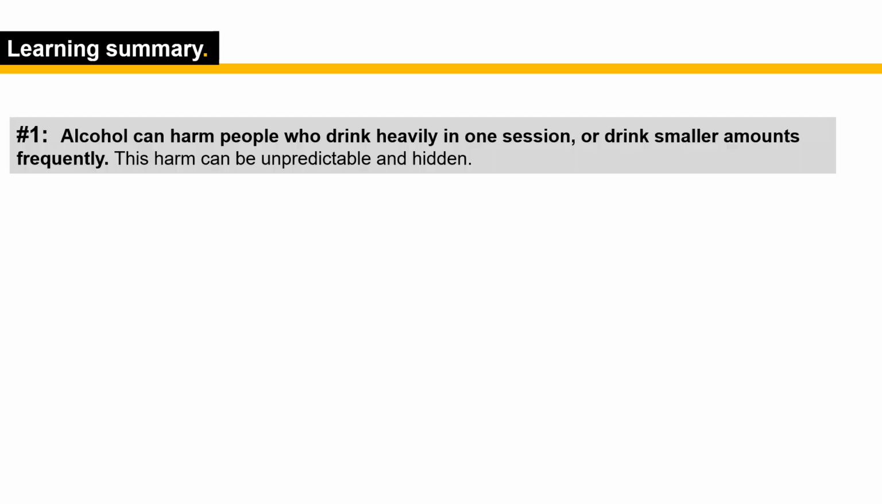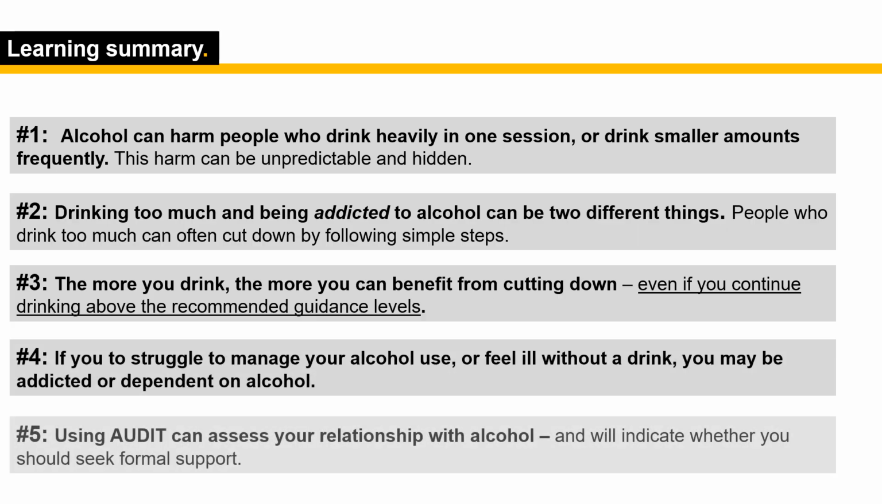In the meantime, this is the learning summary for today. The first thing would be to say that alcohol can harm people who drink heavily in one session or drink smaller amounts frequently. This latter group are the people who often get harmed without realising that the harm is occurring. The second thing is that drinking too much and being addicted to alcohol can be 2 different things. People who drink too much but aren't addicted can often cut down by following a few simple steps. The third point: the more you drink, the more you can benefit from cutting down. And that is true even if you keep drinking above the recommended guidance levels.